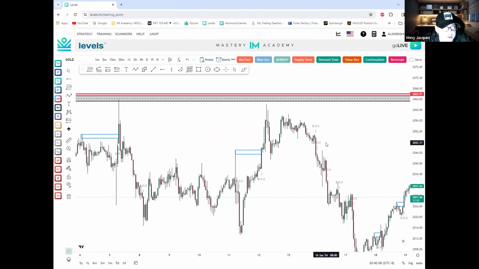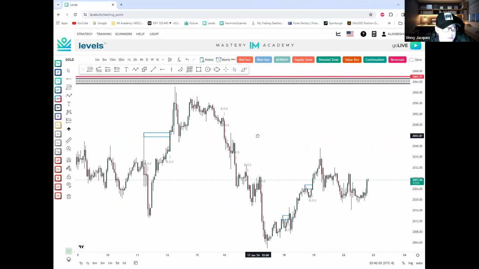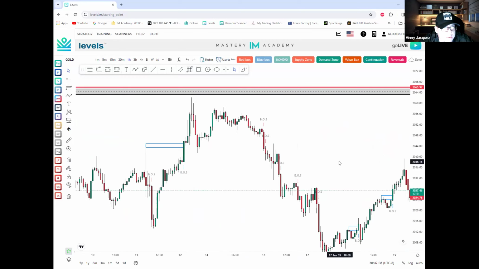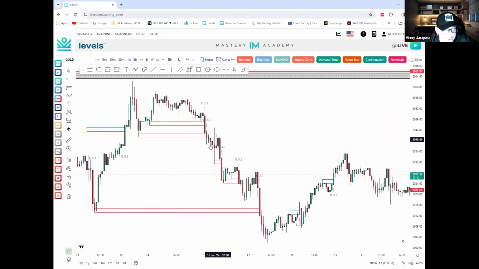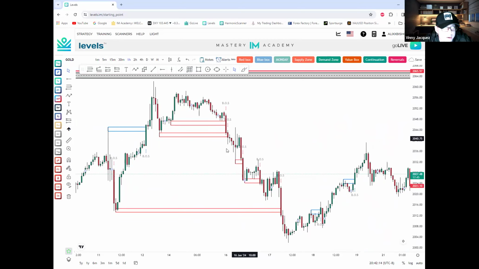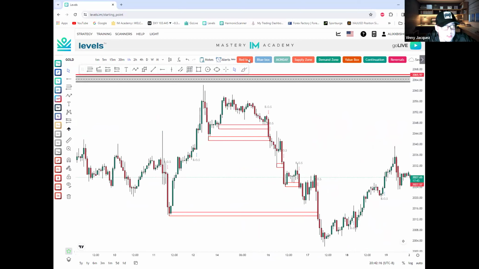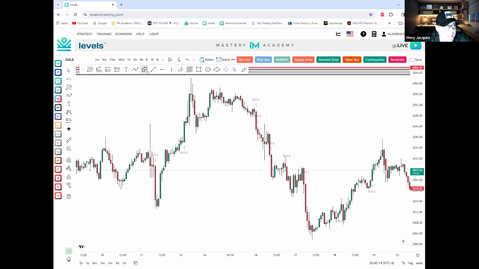Let's see. I would rather do something pretty clean. Yeah, let's do this one. All right. We'll use this starting point here. Based off the structure, let's just turn this off. We have consolidation in this area.